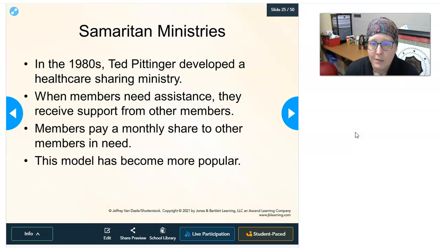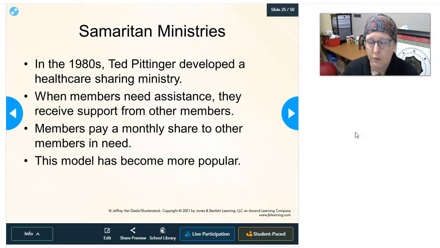And then you have Samaritan Ministry. In the 1980s, Ted Pittenger developed a healthcare sharing ministry, and when members need assistance, they receive support from other members. Members pay a monthly share to other members in need. And so this is a model that has become more popular.